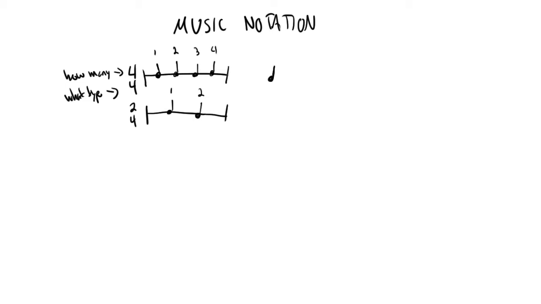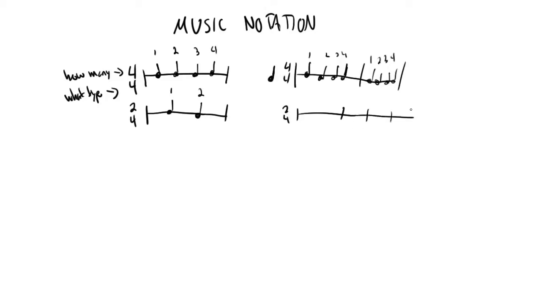So if you looped measures together, for example, like this, and it was all quarter notes in 4/4, we would count this 1, 2, 3, 4, 1, 2, 3, 4. But if we had two 2/4 measures or 4 2/4 measures, it's the same amount of beats, so there's still 8 beats, but we count it 1, 2, 1, 2, 1, 2, 1, 2 instead.